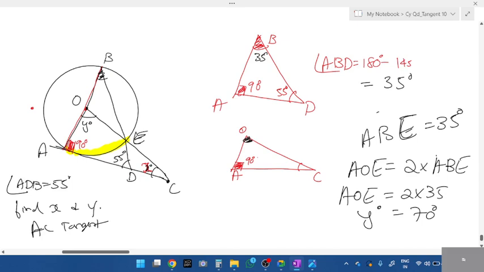Enter into the second triangle. Look at this triangle. Y is 70 degrees. Find the value of x. Don't draw the diagram. Write in triangle AOC, in triangle ABD. ABE is 35 degrees. AOE is 2 into ABE. Center is twice circumference.